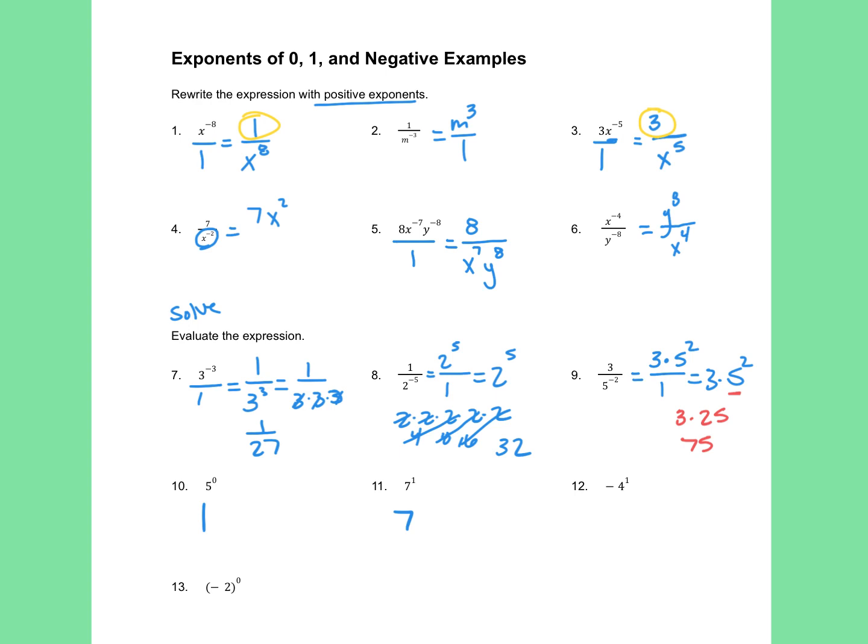Number 12 is a little tricky. Number 12, we have to remember that if we look at this one, it is just the 4 that has the exponent, not the negative, so the negative comes down. 4 to the 1, that's just going to be 4. So our answer is negative 4. And number 13, our last one, again, anything to the 0 power is just going to be 1.